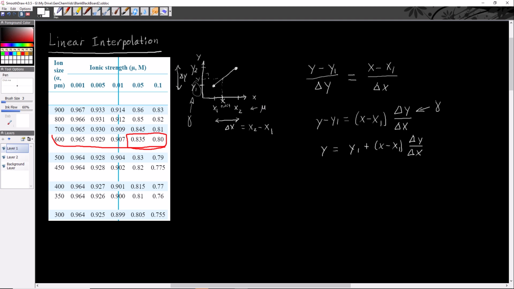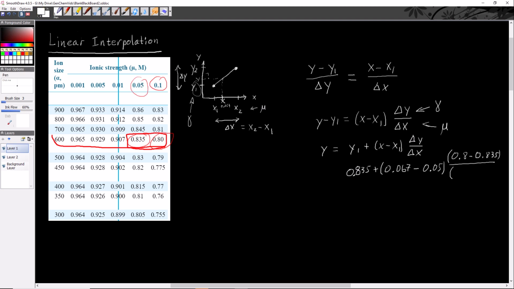So I have y is equal to y1 plus x minus x1 times delta y over delta x. And remember, our y's are the gamma values, and our x's are the ionic strengths. So in this table, if we were plugging numbers in, my y1 is the lower of my y values, so that's 0.835 plus our x value, the 0.067 ionic strength, minus the lower ionic strength, the 0.05, times delta y, the difference y2 minus y1, so 0.8, that's our y2 gamma coefficient, minus 0.835. That's our y2 associated with x2 and our y1 associated with x1.